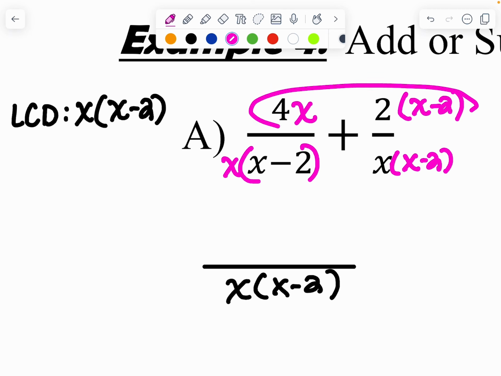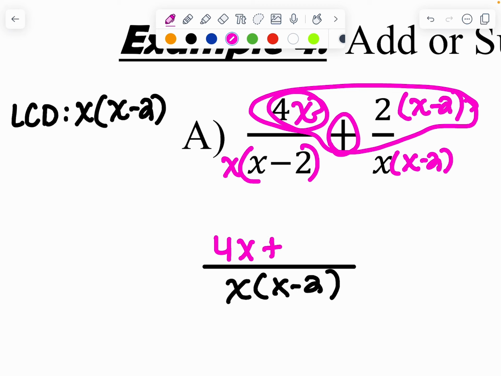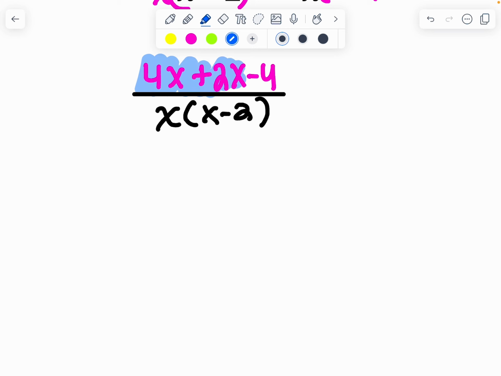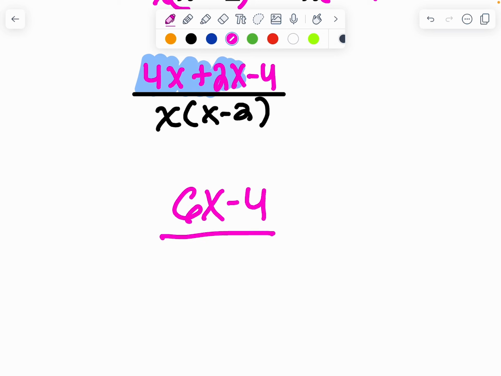Now I'm going to write my new numerator. So I have 4 times x, which is 4x, the plus sign. And then I have 2 times the quantity of x minus 2, but I'm going to go ahead and already distribute this. So that's 2x minus 4. All right, the only thing left to do here is to combine like terms. So I have 6x minus 4 over x times x minus 2.